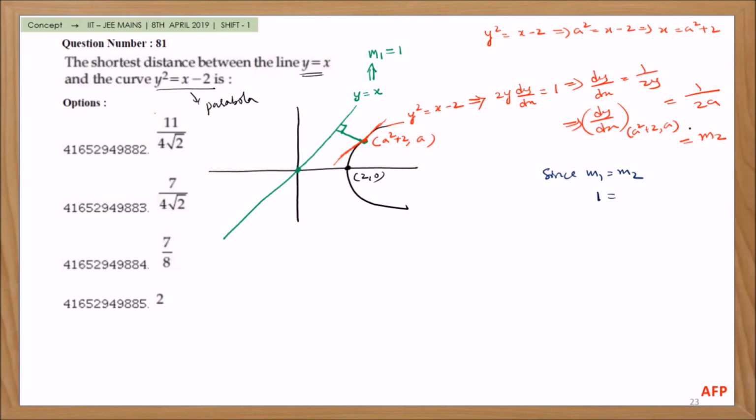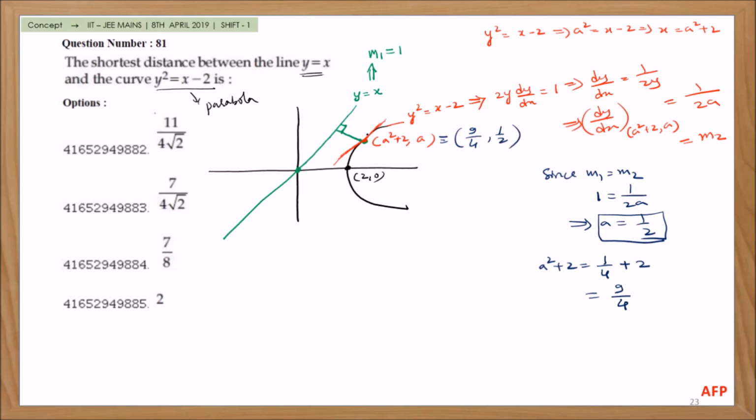So since m1 equals m2, what is m1? M1 is 1. What is m2? M2 is 1 divided by 2a. This implies a equals 1 by 2. So if you know the a value here, we can find a square plus 2. A square plus 2 equals 1 divided by 4 plus 2, as in place of a we have substituted this. So here we will get 9 by 4. So the point is 9 by 4 comma 1 by 2.